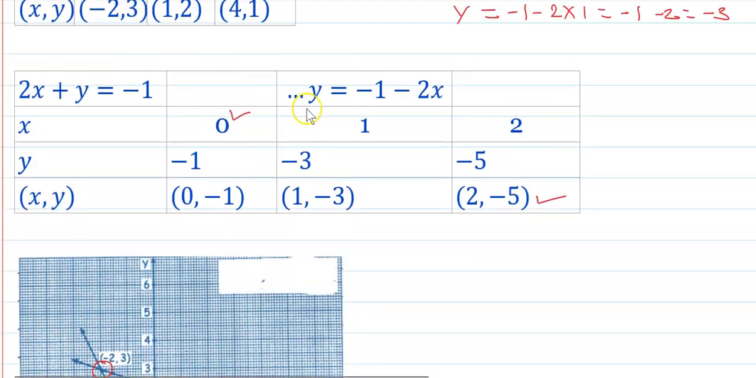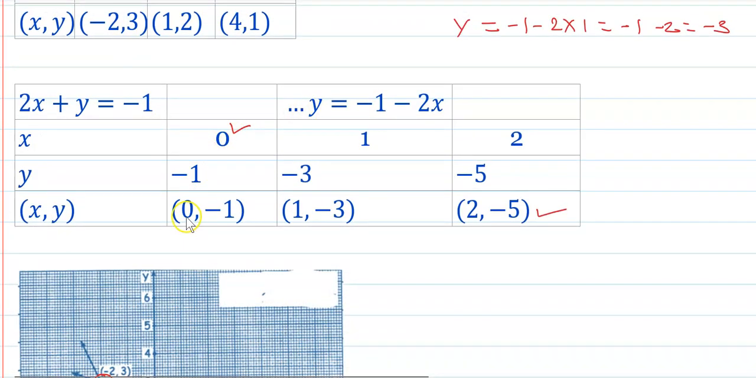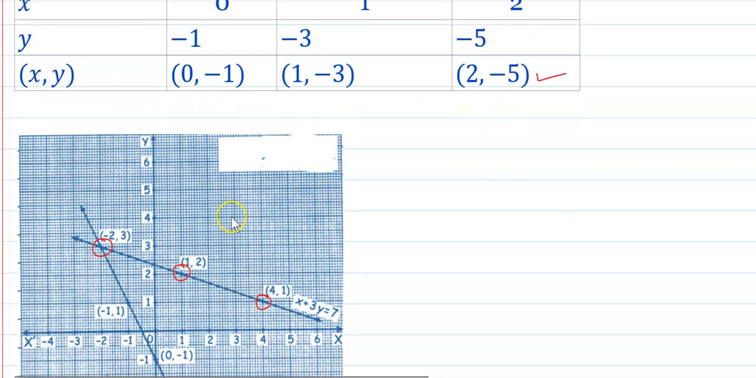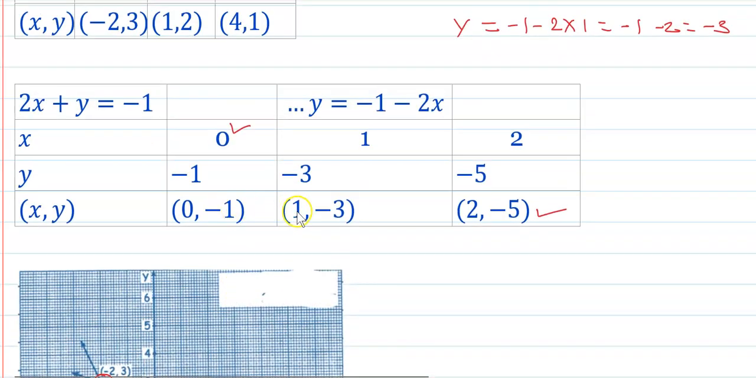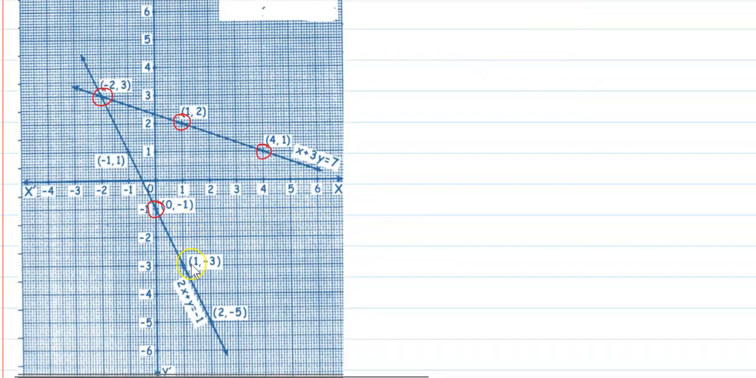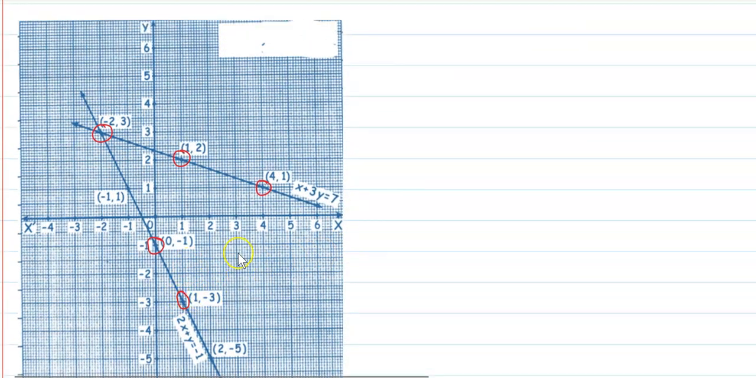If you join these, then you will get the line of the equation x plus 3y is equal to 7. For the second line, 0, minus 1. X is 0, y is minus 1. It is on the negative y-axis. Next, 1, minus 3. Again in the fourth quadrant, x is 1, y is minus 3.